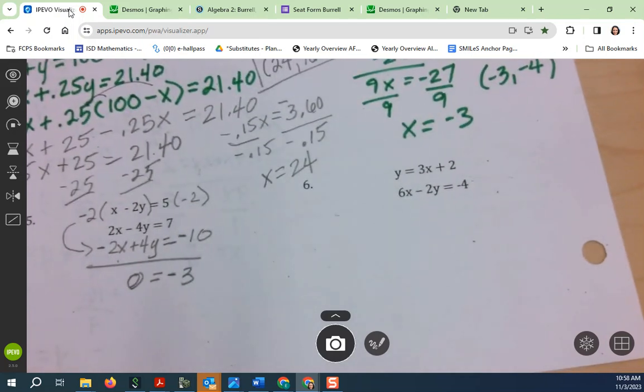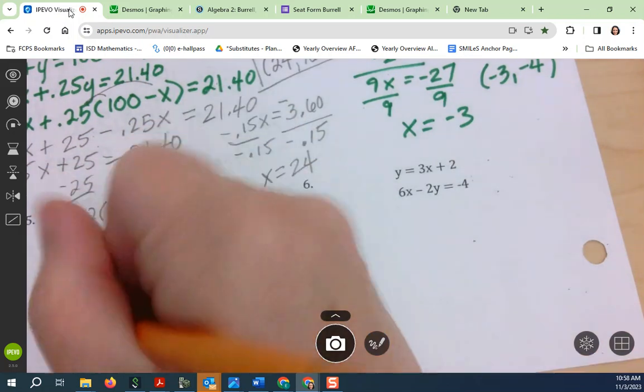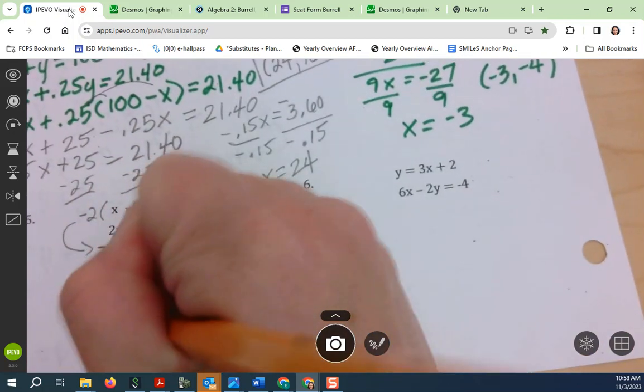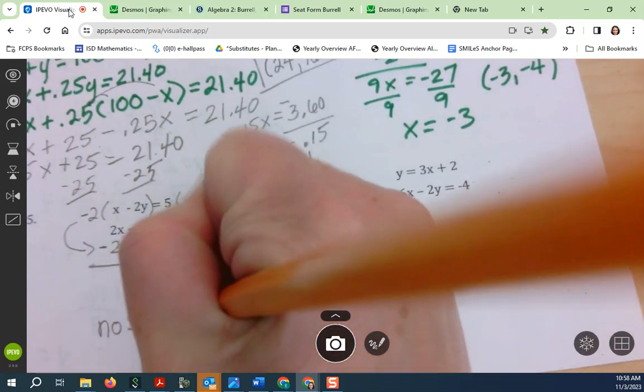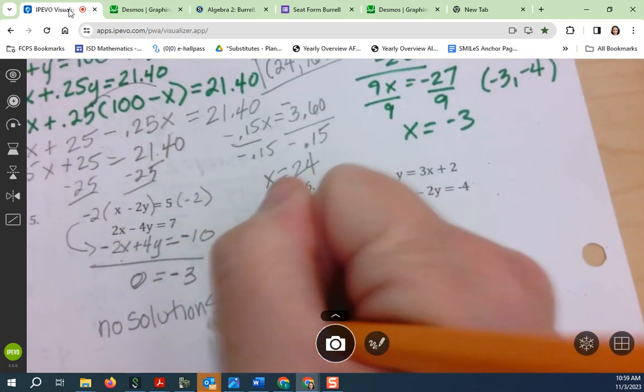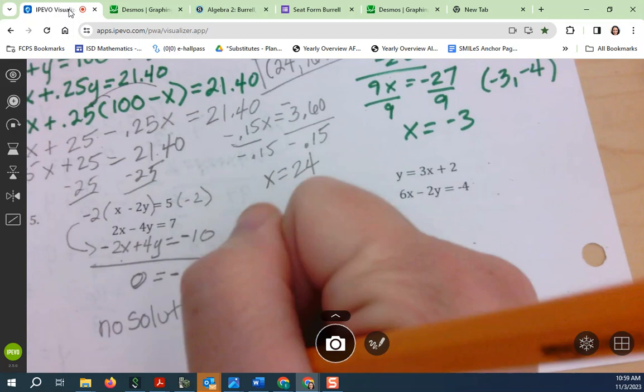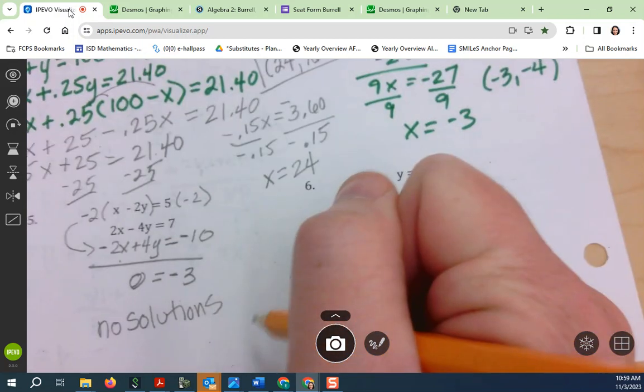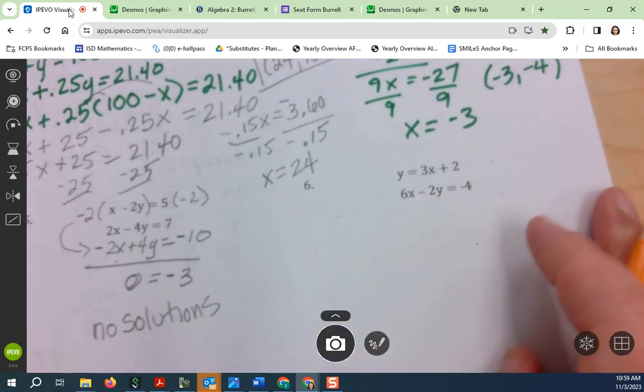So my x's cancel out, but my y's also cancel out, so I get 0 equals -3. So 0 does not equal -3. Those are totally different numbers. And so that means that no matter what I put in for x and y, I'm going to get 0 equals -3, which is not true. So there are no solutions to this problem. And if I were to graph this, what I would get is a set of parallel lines which would never cross each other, and that would indicate also that there were no solutions.